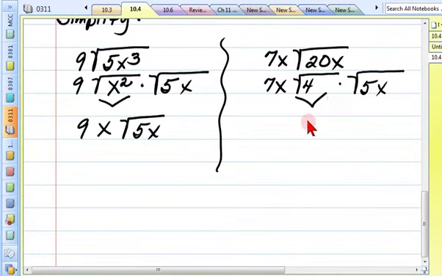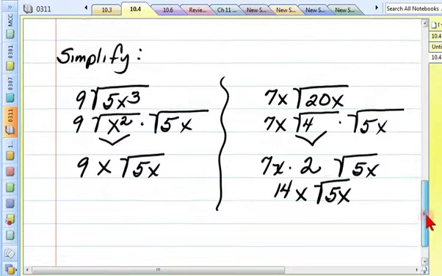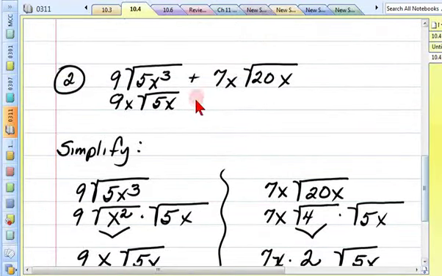So I take the square root of the perfect square factor. So that'll give me a 2. So I have 7x times 2 times the square root of 5x, or 14x square root of 5x.